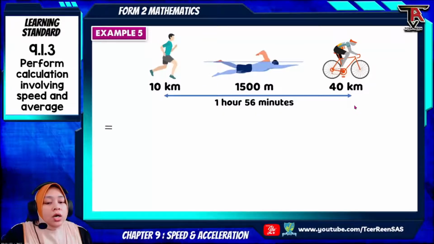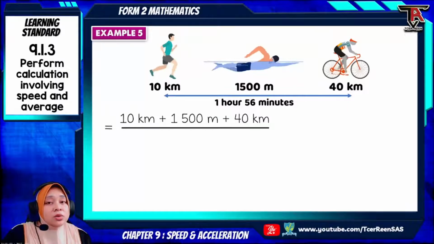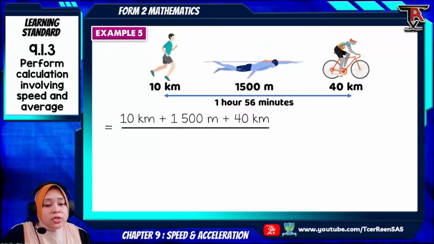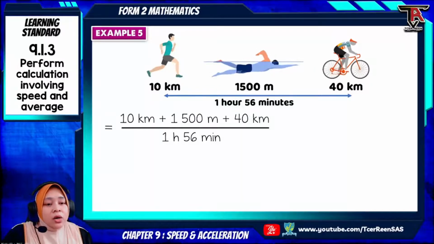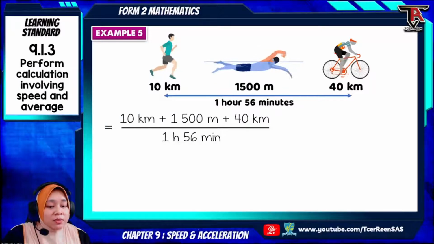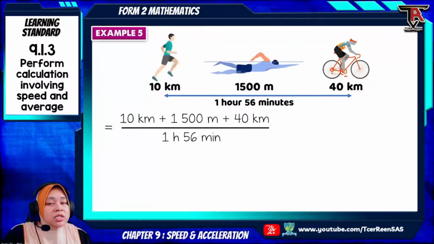Now what you need to do: the average speed is what? Total distance divided by total time. You just write first 10 kilometer plus 1,500 meter plus 40 kilometer, divided by 1 hour 56 minutes. What you can see here is the unit for distance is not the same, right? 10 kilometer, 1,500 meter, two different units. So you must change them to make it the same unit.